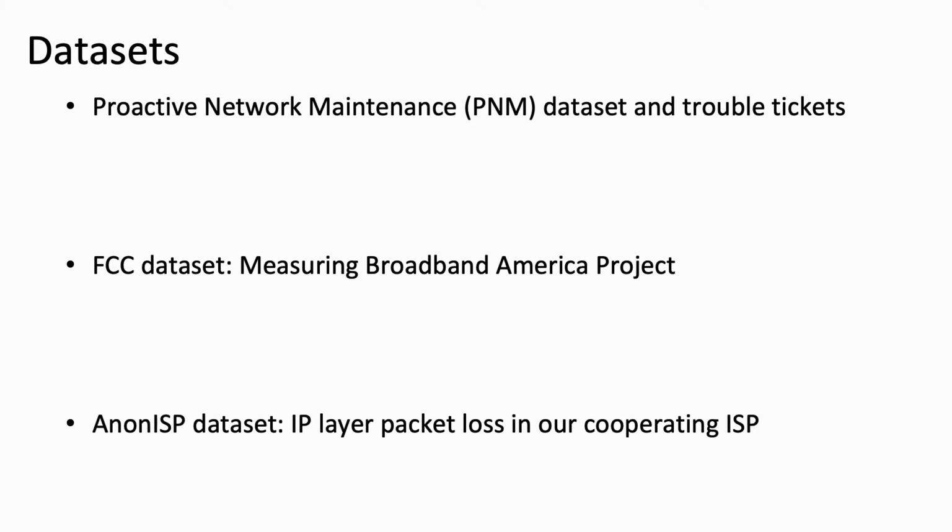The second dataset is the FCC dataset, which is obtained from the Measuring Broadband America project. We obtain the overall packet loss from this dataset and compare it with our physical layer data. The last one is the IP layer packet loss dataset from the Alone ISP. Our cooperating ISP wants to be anonymous, so we call it Alone ISP. Because Alone ISP is not included in the ISPs that the FCC measured, we deploy a similar measurement on our cooperating ISP's network in order to build a bridge between the previous 2 datasets.